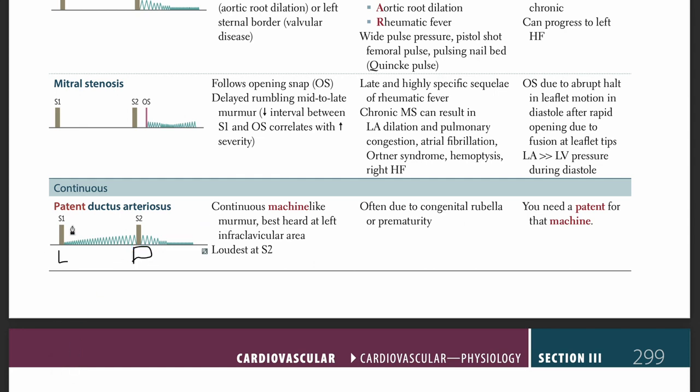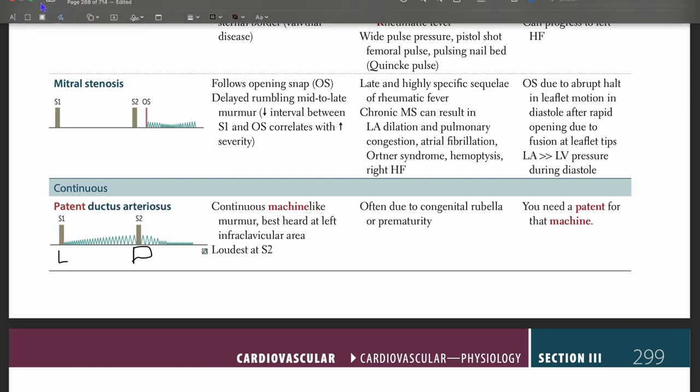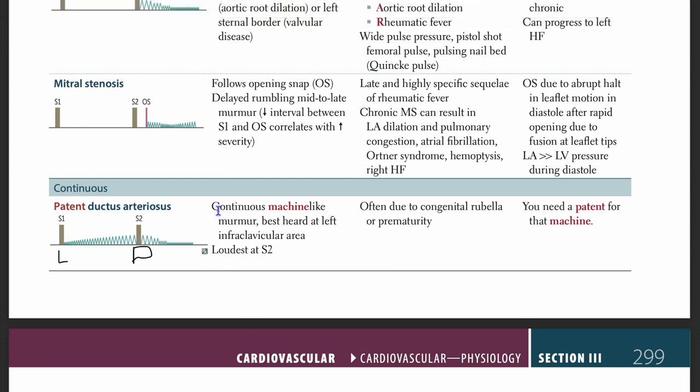So lub dub there. This is closure of the mitral valve. This is closure of the aortic valve, or pulmonary, mitral and tricuspid over here. So this is the buzzword that they will use: continuous machine-like murmur. If you hear continuous machine-like murmur, it's gonna be about PDA. The question's about PDA. You might just have to figure out that it's this, and then you're done. So it's best heard at left infraclavicular area, and loudest at S2.